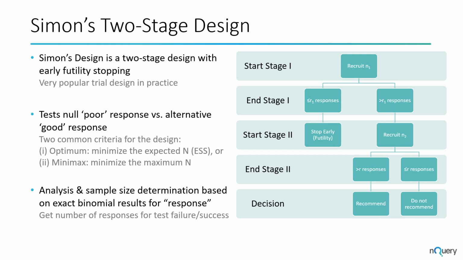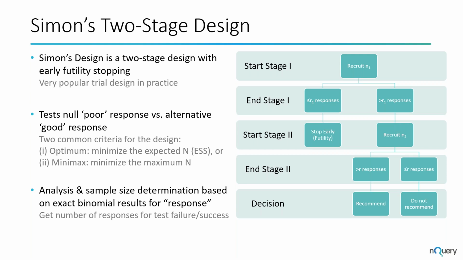That means you'll iteratively search over the space of all possible designs to find the one that satisfies the type 1 and type 2 errors. There are two common criteria for selecting the design. Firstly is the optimum criteria, which was the one proposed by Simon in his 1989 paper. Here, the design selected will be the one that minimizes the expected sample size. So given the proportions, it's the one that will, on average, produce the smallest sample size.